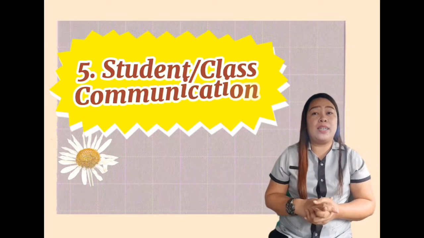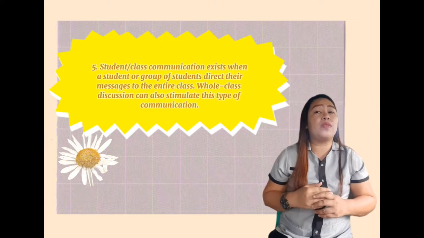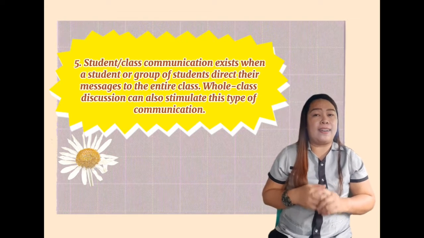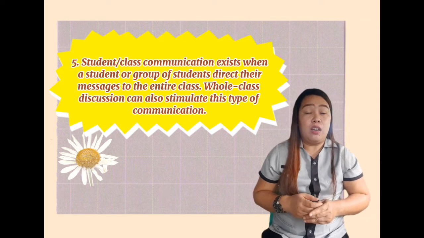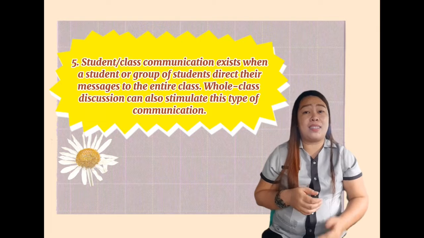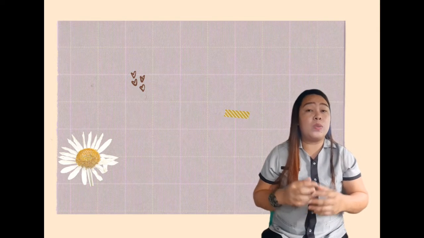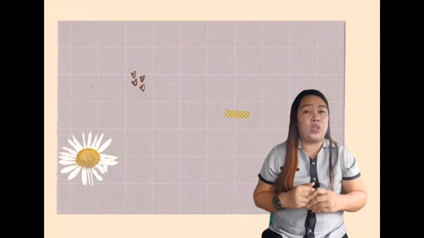And the fifth one is student-class communication. Student-class communication exists when a student or group of students direct their messages to the entire class. Whole class discussion can also stimulate this type of communication. For example, if a student asks the class a question during a discussion, the student's message is directed at the entire class. Individual or group presentations also constitute student-class communication, and it is the type of communication about which students feel most nervous or self-conscious. Nonverbal communication often includes fidgeting or looking away.